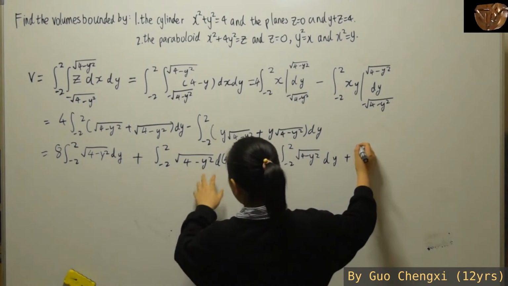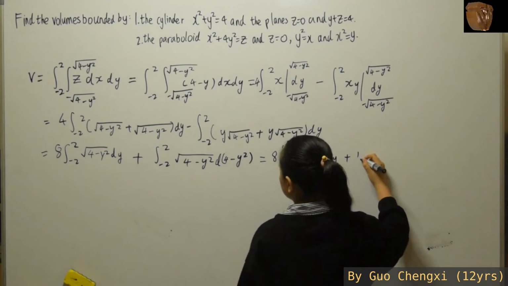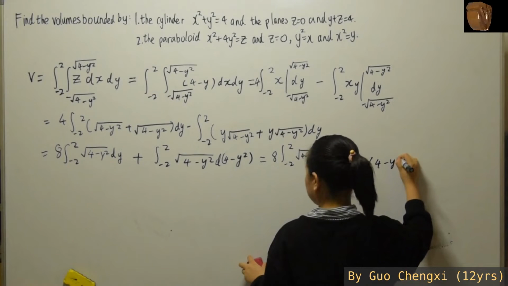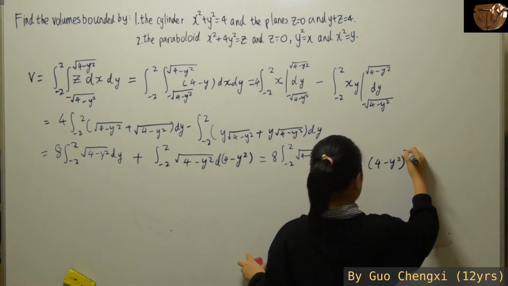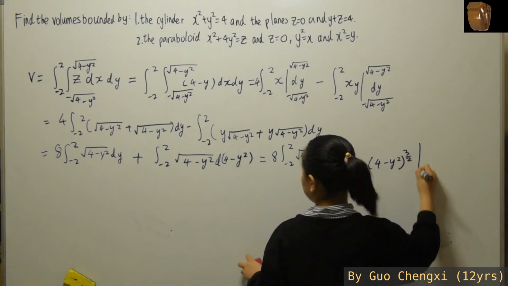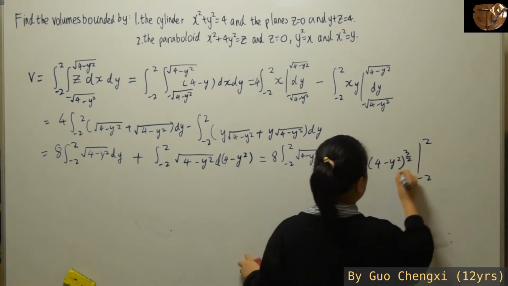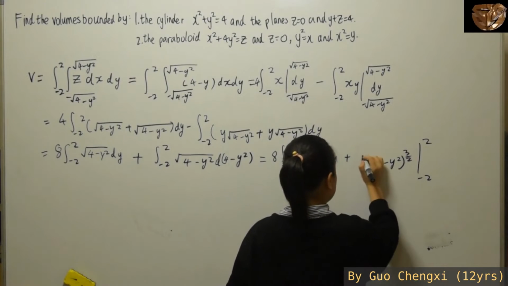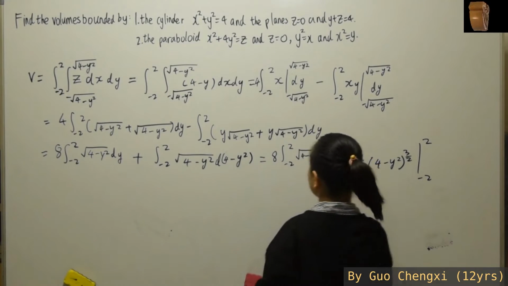So apparently we have this to the power 1 over 2. So what we have over here, 4 minus y squared, 3 over 2 from negative 2 to 2. And then for this part, it will just be here. So this would be 2 over 3.